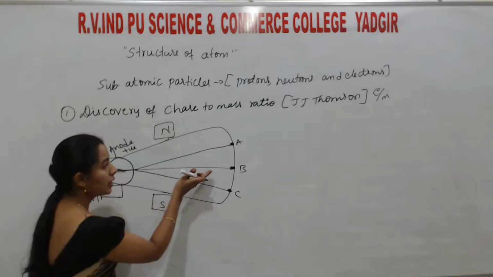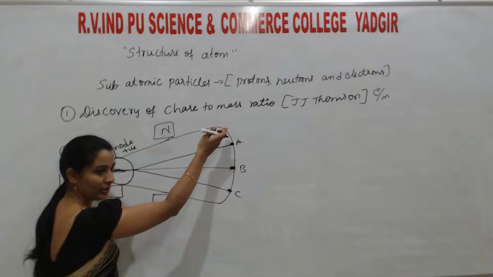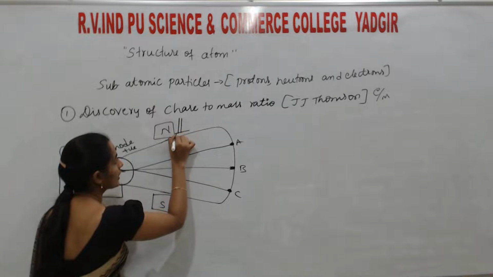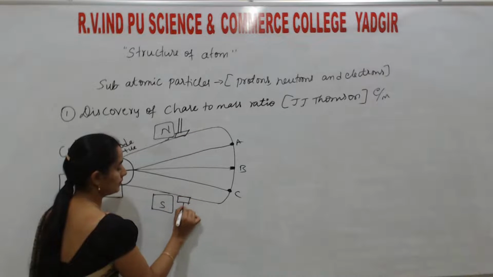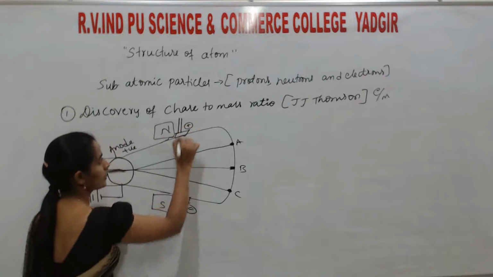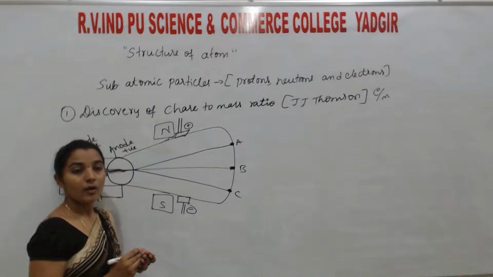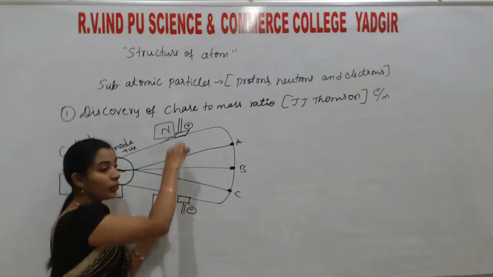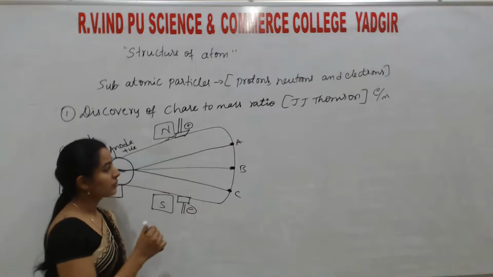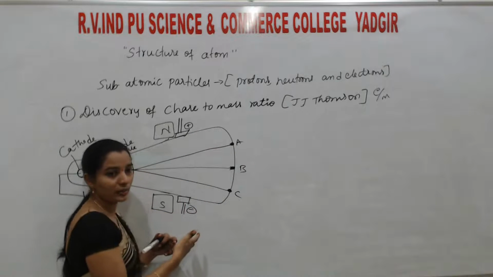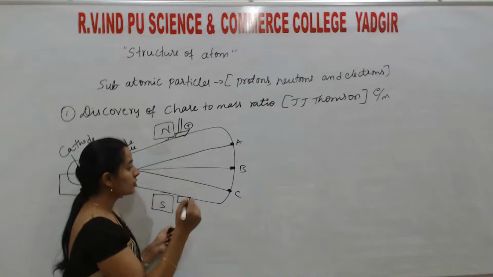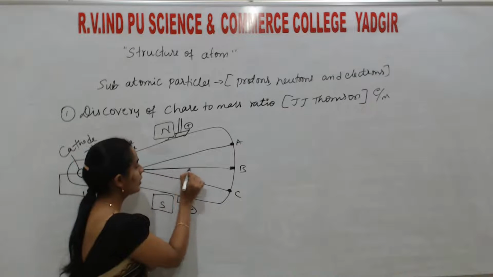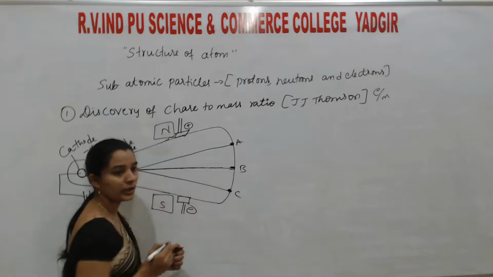Listen, in the electric field they deviate in this direction, and in the magnetic field they deviate in this direction. Simultaneously apply both the magnetic and electric field, here minus, here plus. Then what happens? By balancing both the fields, by adjusting the electric field and the magnetic field, we can make the ray move in a straight line only.